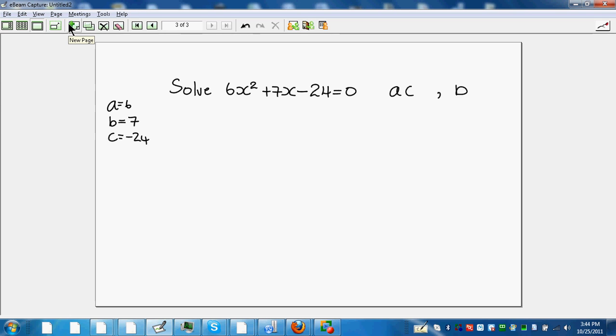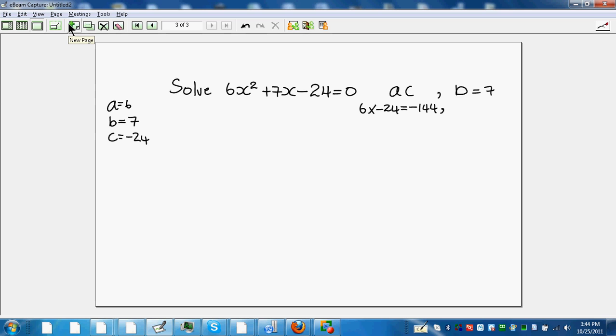So AC will be 6 multiplied by minus 24. And when you multiply 6 by minus 24, what do you get? Negative 144. Now B is 7. So we have to find factors of negative 144 that when summed or added together give us 7.